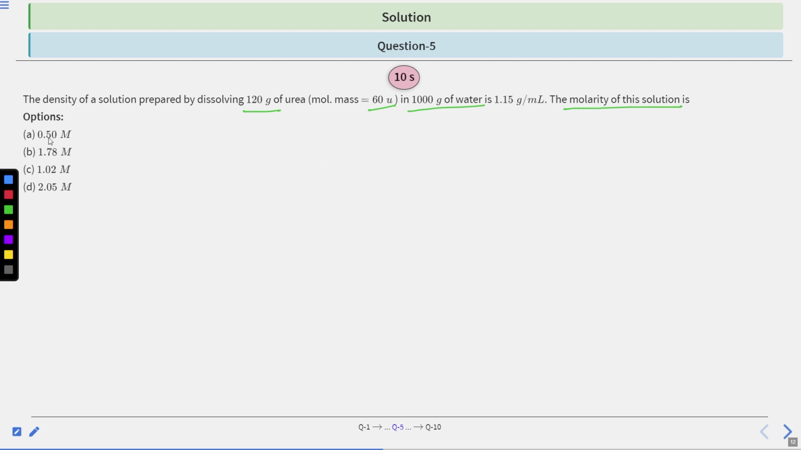So options are 0.5 molar, 1.78 molar, 1.02 molar, 2.05 molar. So you have 10 seconds to solve this question. After that, we will see the answer.